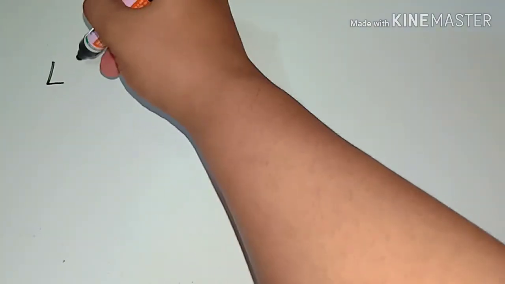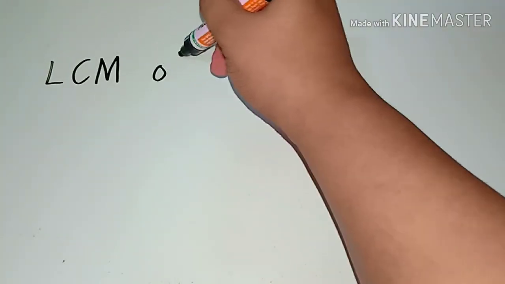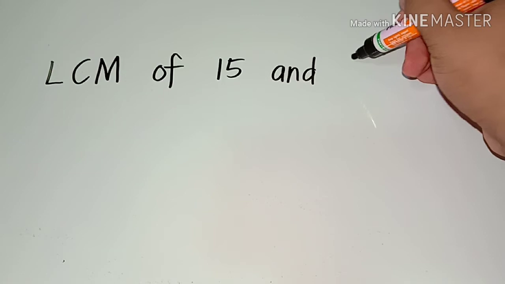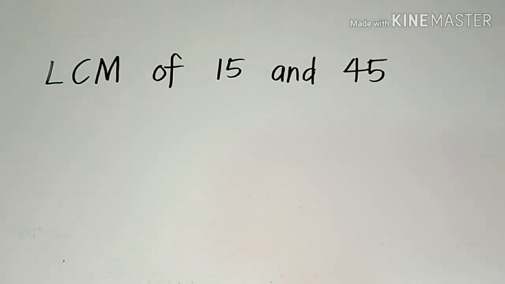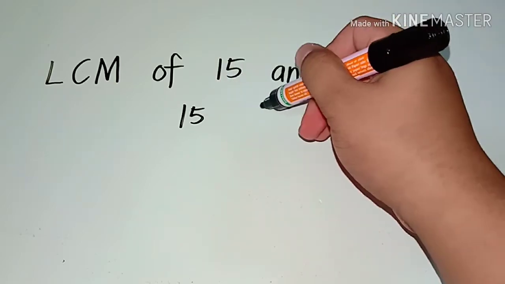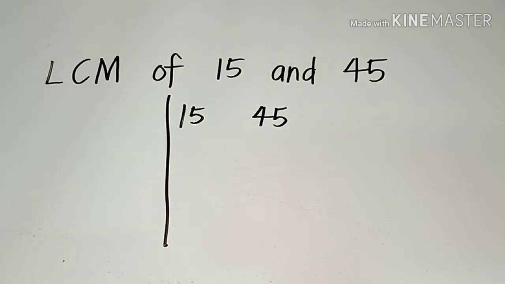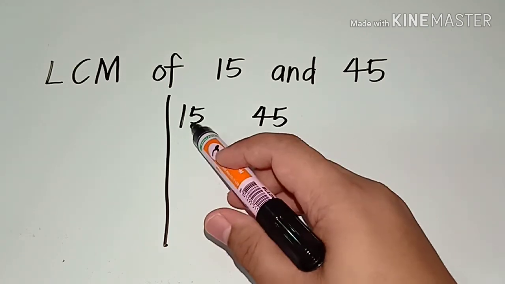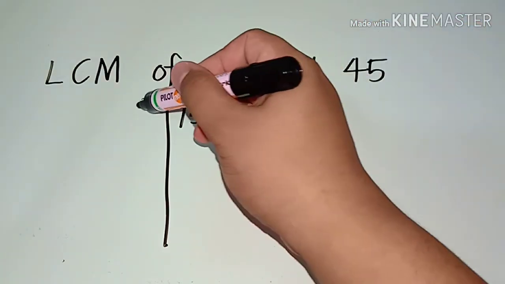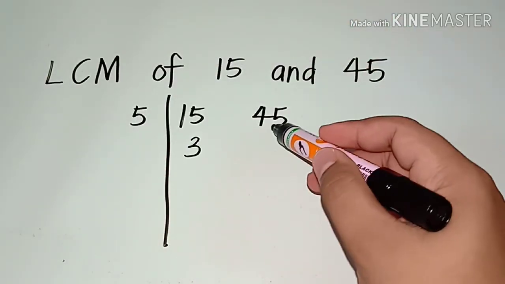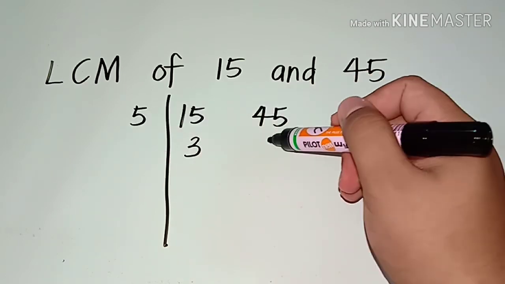For our final example, what if we are looking for the least common multiple or LCM of 15 and 45? Copy 15 here, then 45 here, then we will divide by a common number. Of course, we cannot divide by 2 because they are not both even numbers. But the good thing here is that both end with 5, so both numbers are divisible by 5. 15 divided by 5 is 3. 45 divided by 5 is equal to 9.